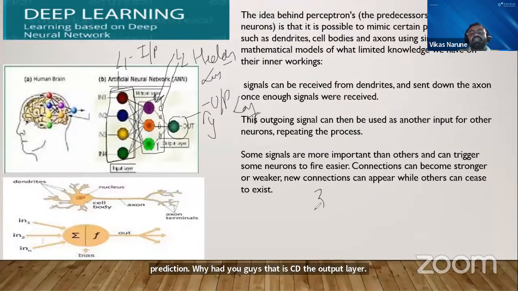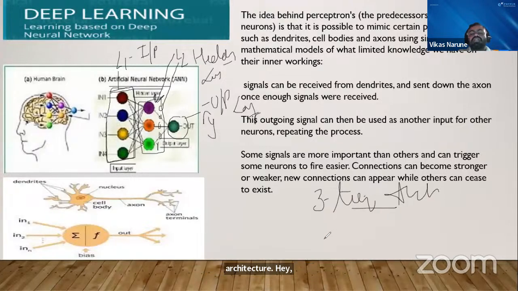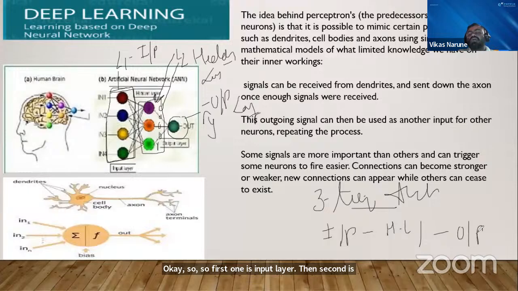So this has a 3-tier architecture. The first is the input layer, then the second is the hidden layer, and then we have an output layer, just like the human brain. Let's try to understand it this way, just like the human brain. We have this kind of functionality. Now let's imagine this way. What is going on, guys?